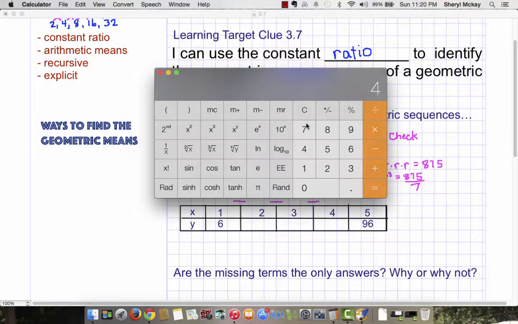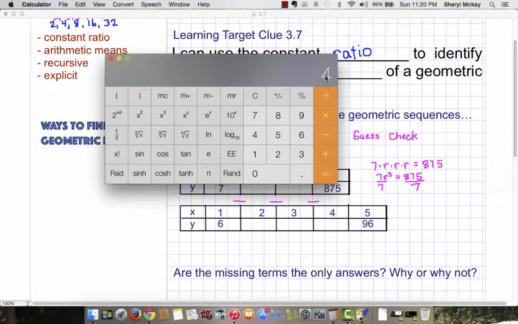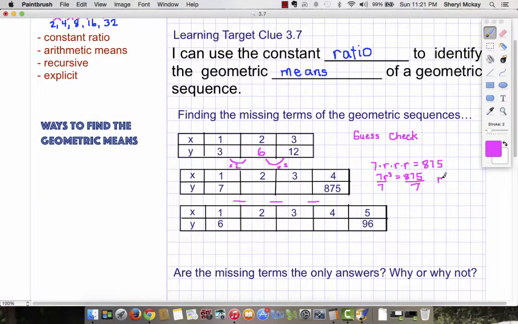I'm going to pull up my calculator for this. 875 divided by 7 equals 125. So that means that r cubed equals 125, which means that some number times itself 3 times is equal to 125.